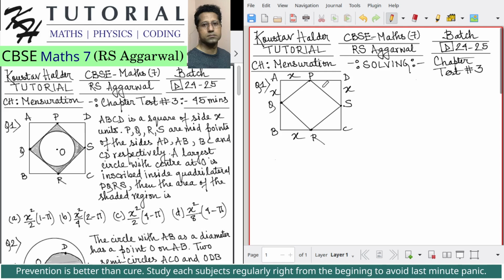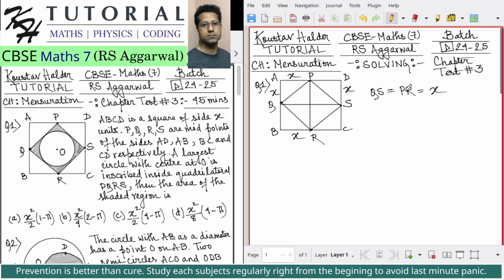And this square, the diagonal of this square, PR or QS, will be equal to the length of the side of the outer square, that is ABCD. So we will have QS equal to PR, the two diagonals of the inscribed square PQRS, and its diagonal PR or QS will be equal to x.